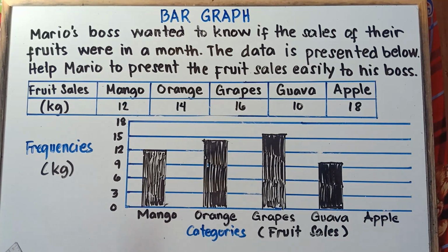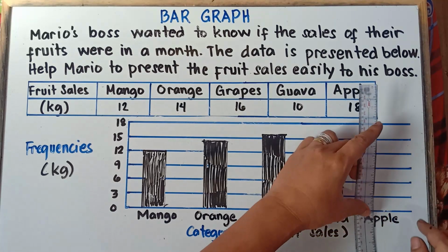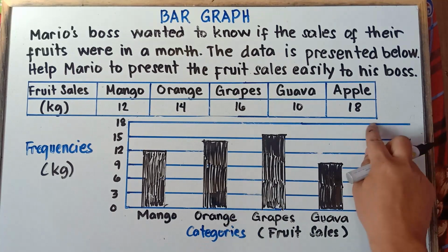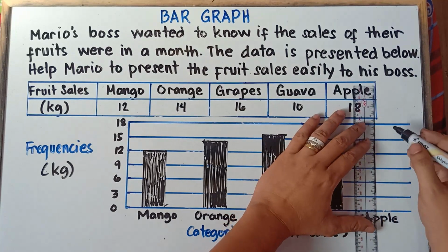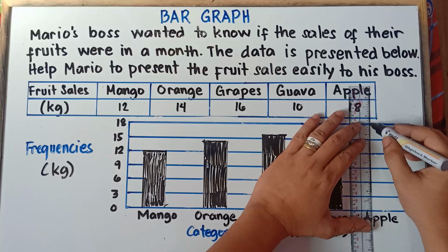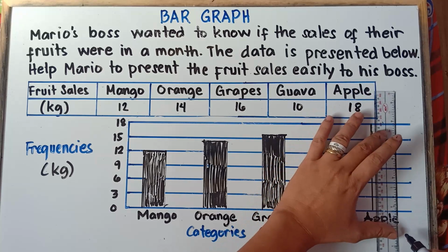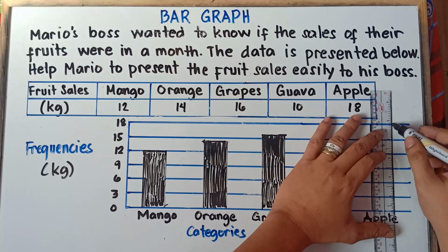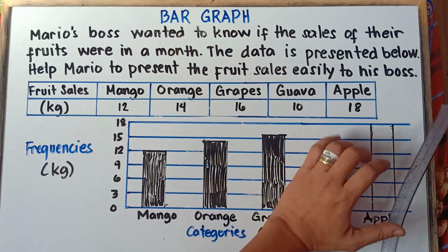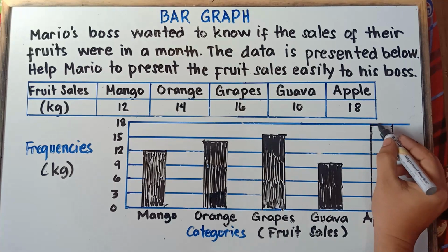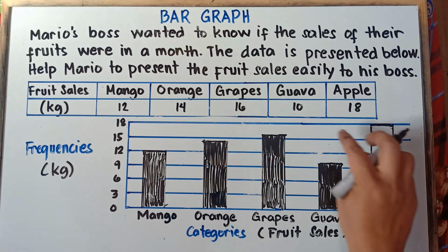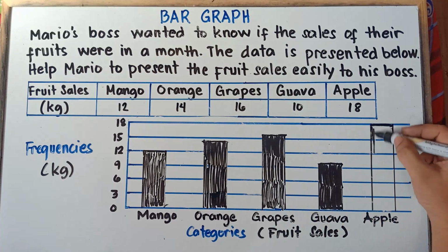And then the last one, that would be apple, that is 18. So exactly in this particular line, that would be apple, that is 18. That would be the greatest frequency, that is 18. Alright, and then simply shade. So exactly in this line, and that would be 18.